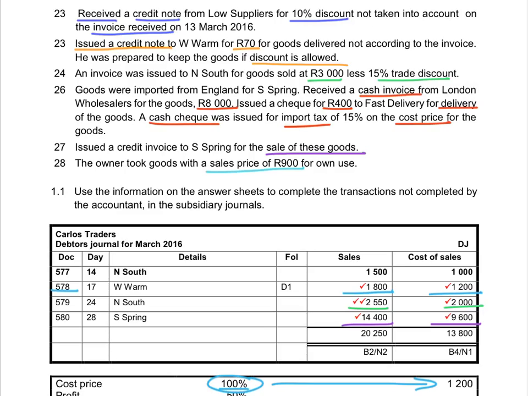recorded in the debtor's journal because we are not selling goods to him. It can't be recorded in the cash receipts journal because we don't receive money, so therefore this entry will be recorded in the general journal.